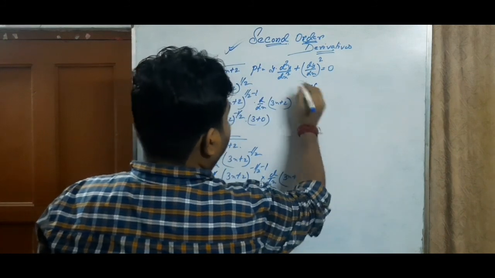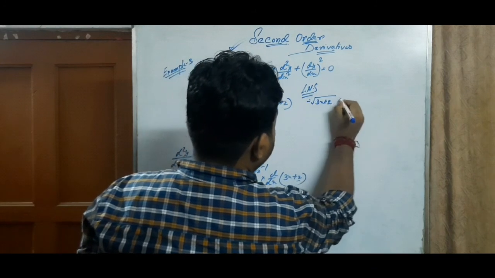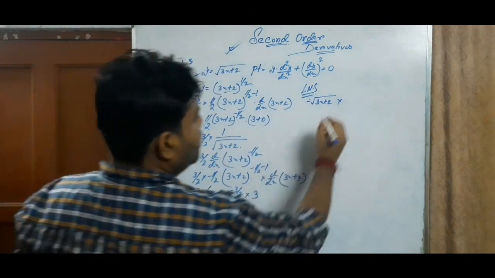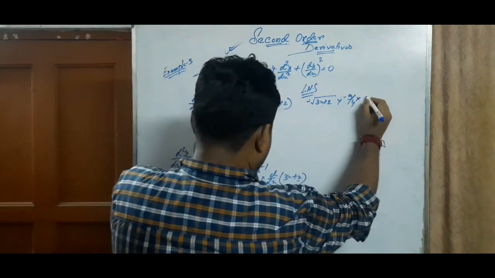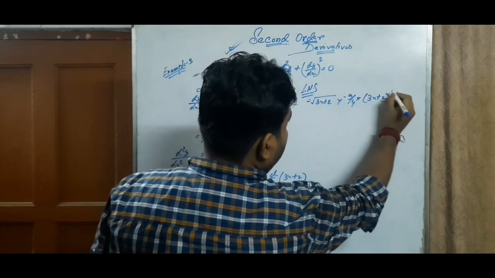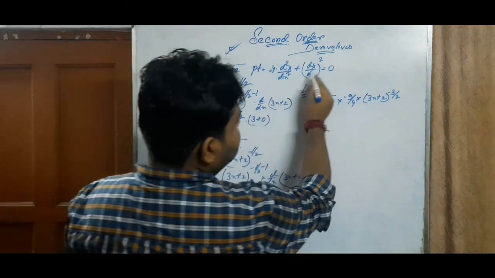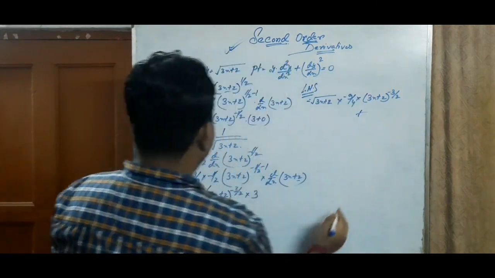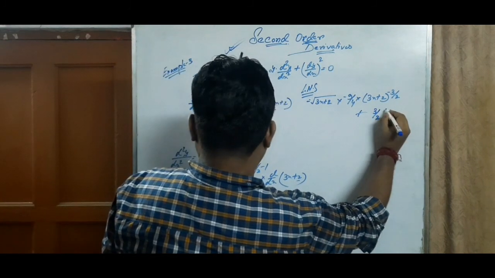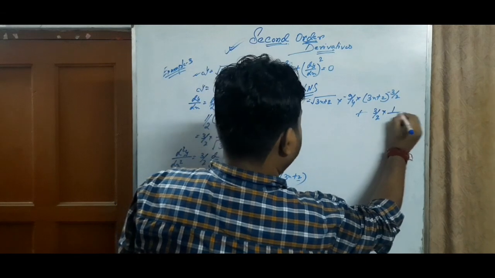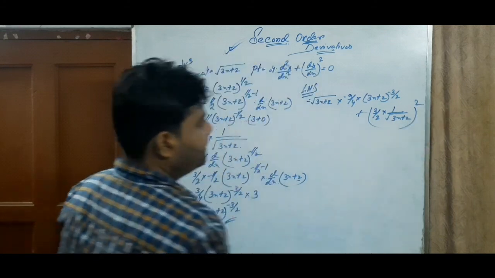y means that is root over 3x plus 2, into d2y by dx2, that is minus of 9 by 4 into (3x + 2) whole to the power minus 3 by 2, plus (dy by dx) whole square. dy by dx, that is 3 by 2 into 1 by root over 3x plus 2, that is whole square.